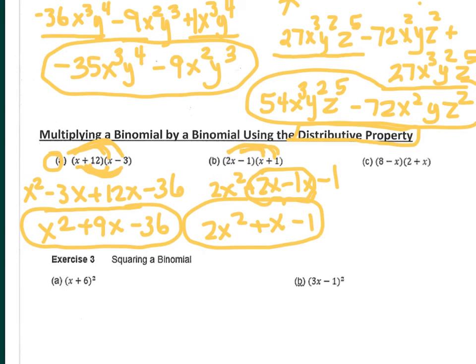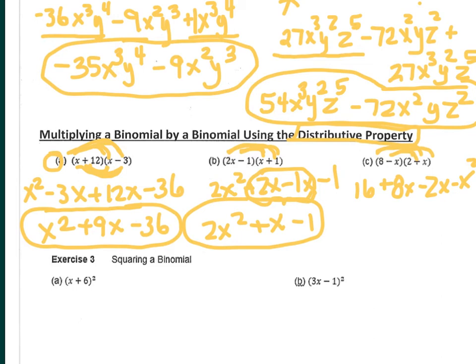Sometimes the numbers will come first and the variables second, and that's okay, because when we're done, we can rewrite our answer in standard form, which we talked about last time. 8 times 2 gives me 16. 8 times x gives me 8x. Now I'm going to take the negative x through. Negative x times 2 gives me negative 2x. And negative x times x gives me negative x squared.